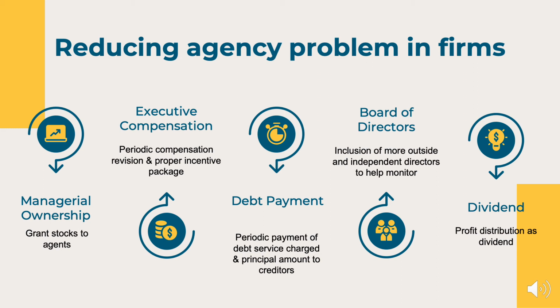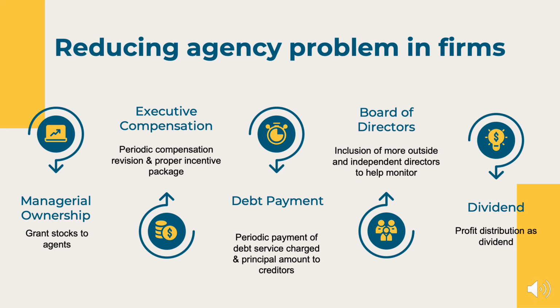Second is through executive compensation. It is basically a periodic compensation revision and proper incentive package. This will help hinder managers from acting in their own self-interest of using the principal's wealth for private benefits. It can also motivate managers to work harder for the better performance of the firm, which can maximize the wealth of the owners as well.